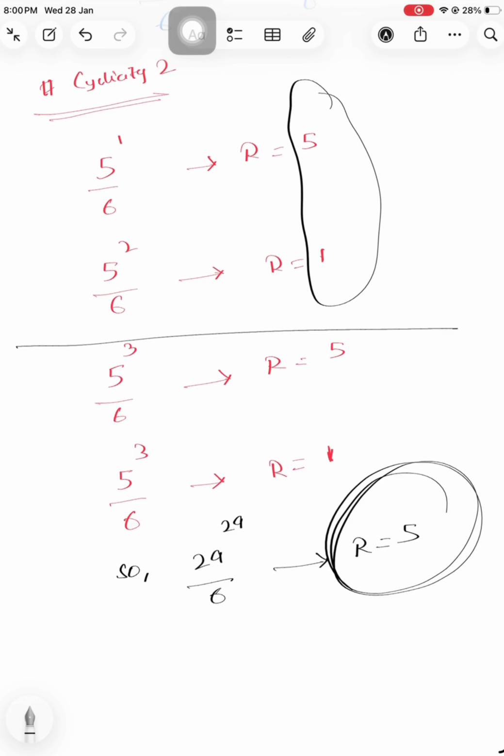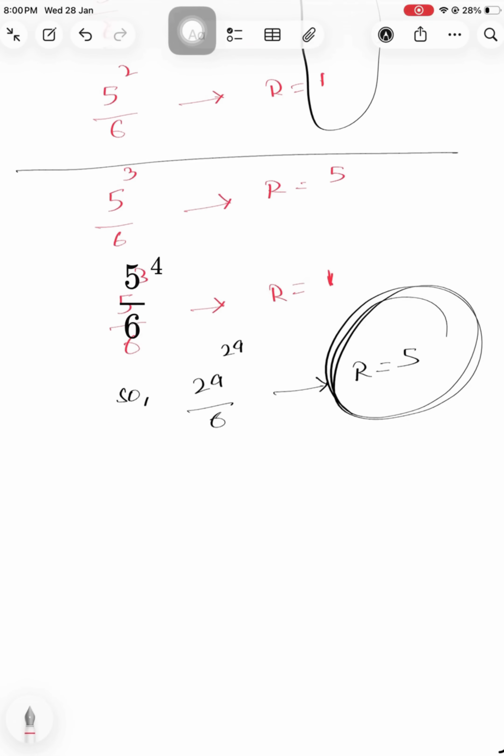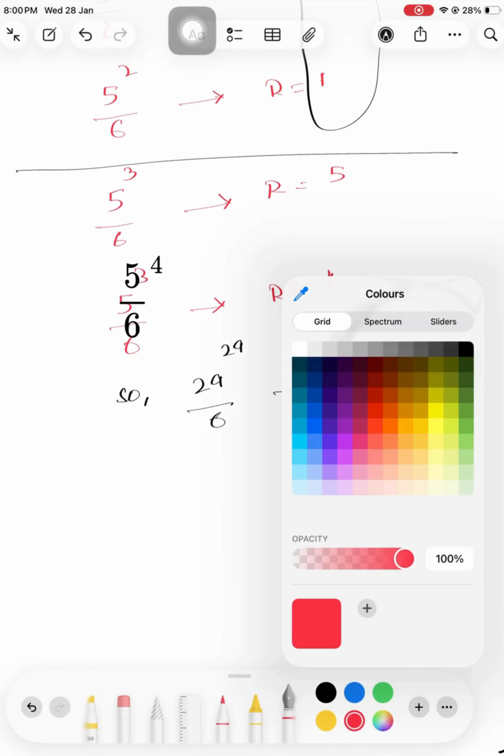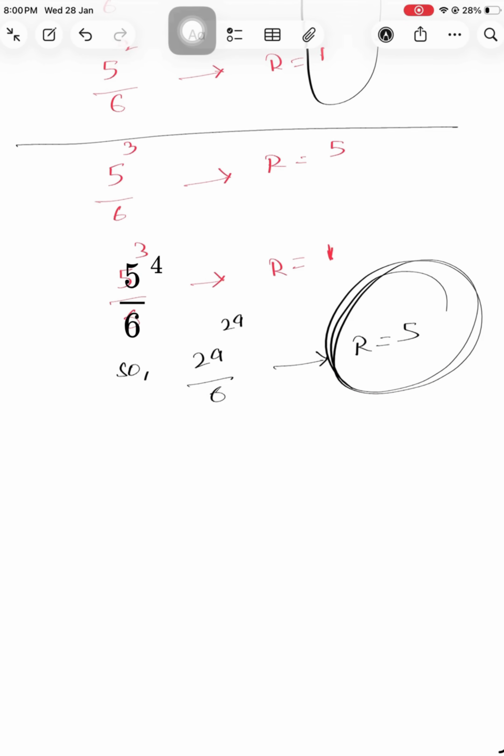But by observing this cyclical pattern, 1 as a remainder is only coming for those values wherein the power is an even number. For example, 5 squared upon 6 leads to 1 as a remainder. 5 raised to the power 4 upon 6 leads to 1 as a remainder. And for odd values like 5 raised to the power 1 and 5 raised to the power 3 divided by 6, it is always leading remainder as 5.